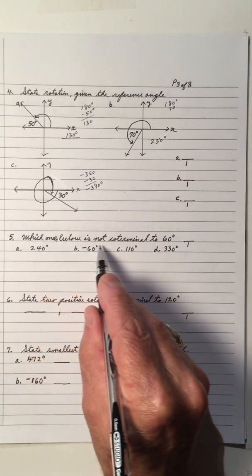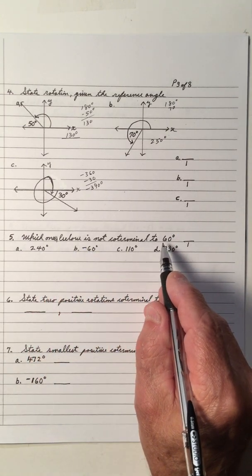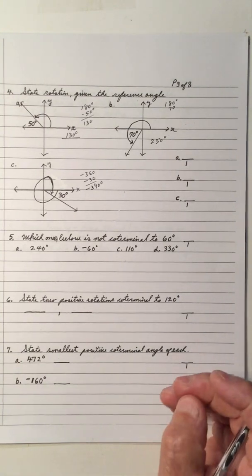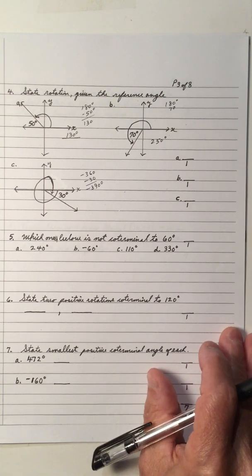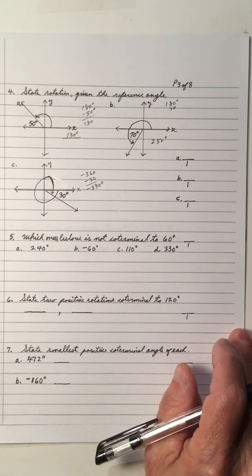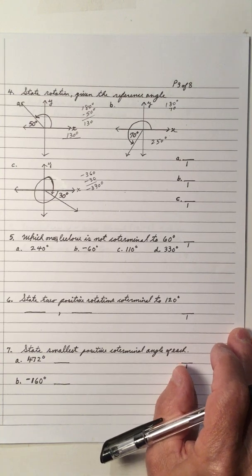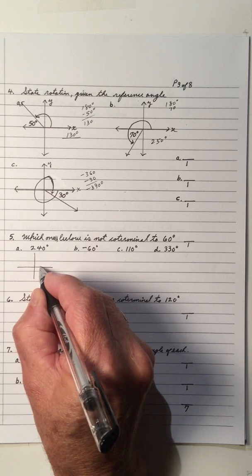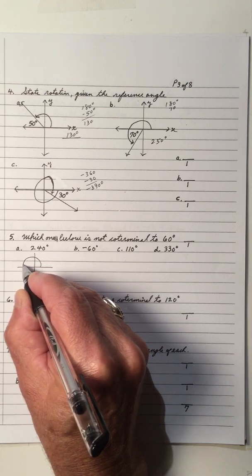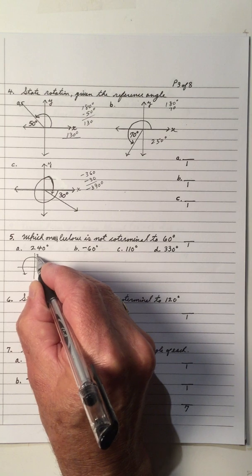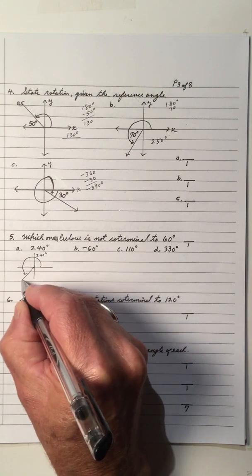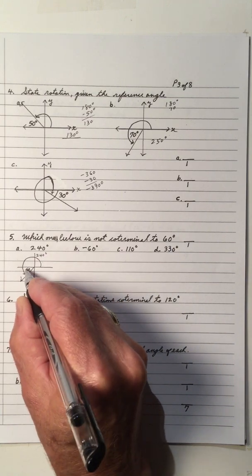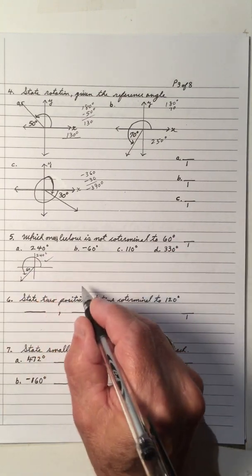Which one or ones below is not coterminal to 60? So coterminal angles have the same terminal arm, which means coterminal angles are angles that end up in the same quadrant with the same reference angle. Okay, here we go. 240. Let's graph 240. 240 is 90, 180, and that's 240. Then the reference angle, 240 take away 180 is 60. So the reference angle is 60, and that one's okay.